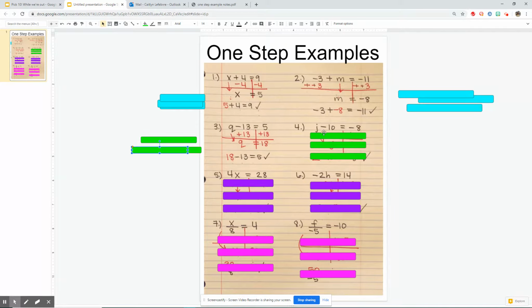Number 4: j minus 10 equals negative 8. Go ahead, pause, give it a try. I'm subtracting 10 from my variable, so I'm going to want to do the opposite, which is addition. So I'm going to be adding 10 to both sides and bringing that j down. Negative 10 plus 10 cancels them out. And over here I have negative 8 plus 10, so I should be getting j equals 2. Then I can check by plugging in 2 instead of j. So I should have 2 minus 10 equals negative 8, which is true. So that's correct.